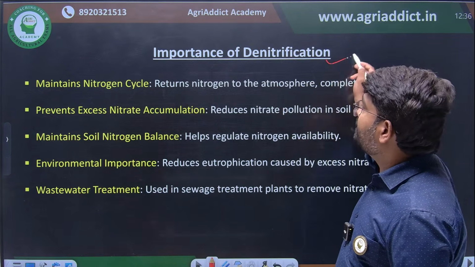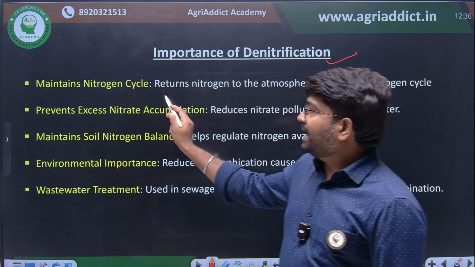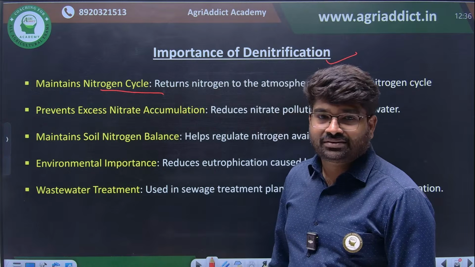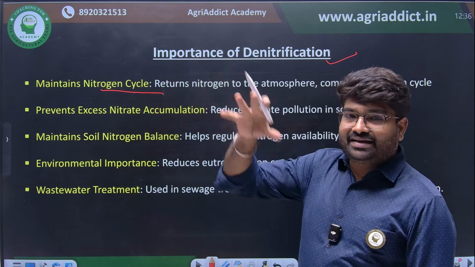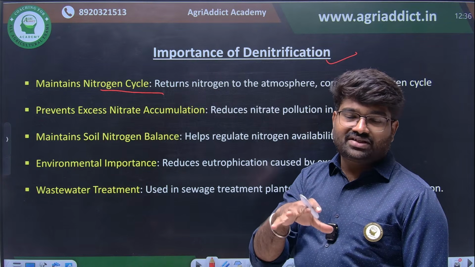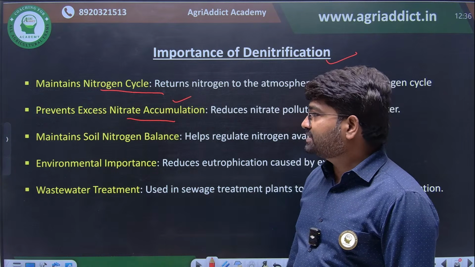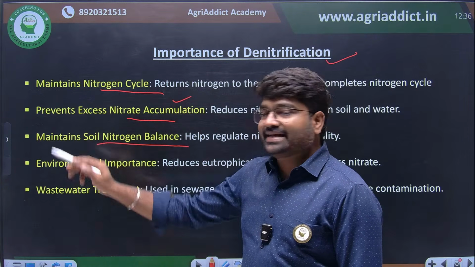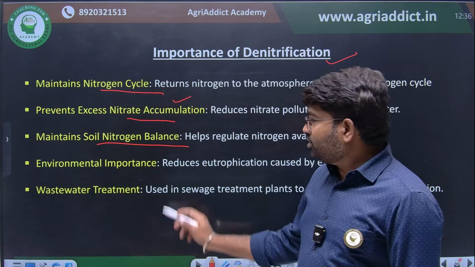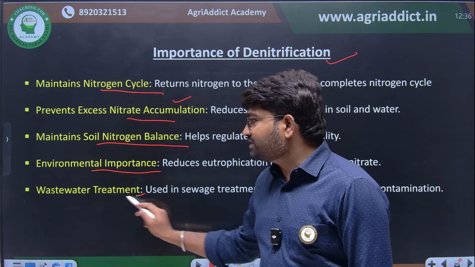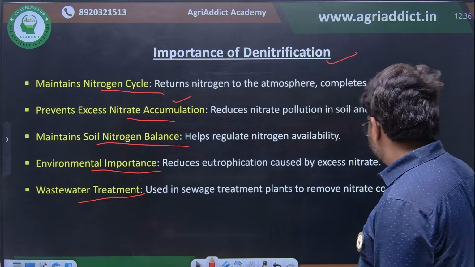Importance of denitrification, this we already know. The nitrogen cycle can be maintained. If excess nitrate is there in soil, that is, nitrate toxicity will be there, that can be removed by the denitrification process. Soil nitrogen balance can be maintained. Environmental importance also is there, and wastewater treatment also is beneficial.